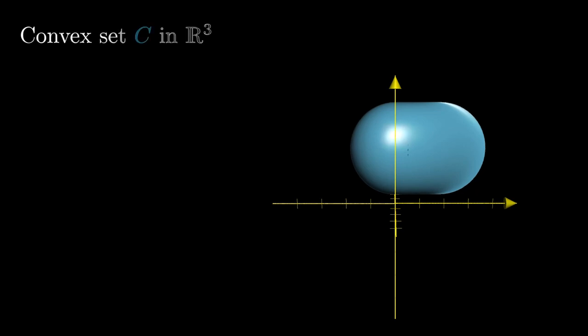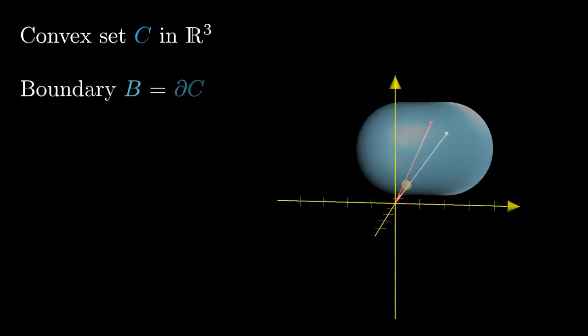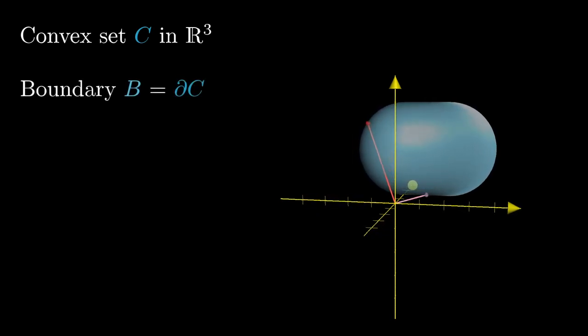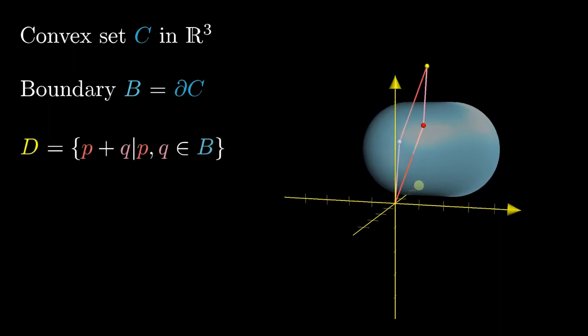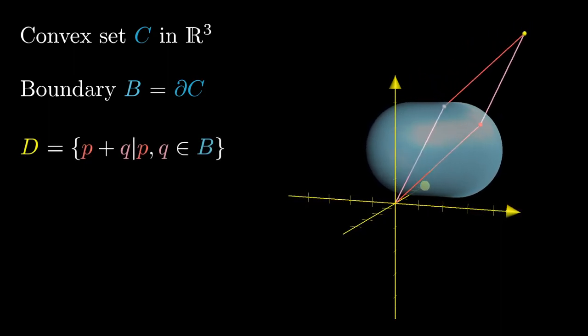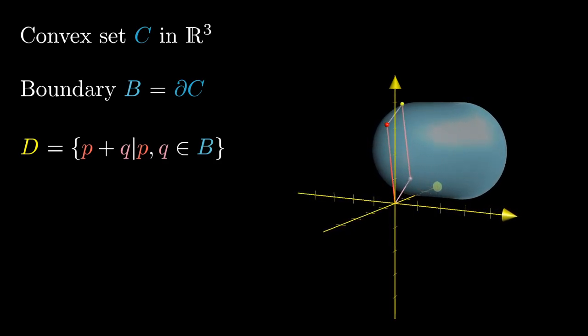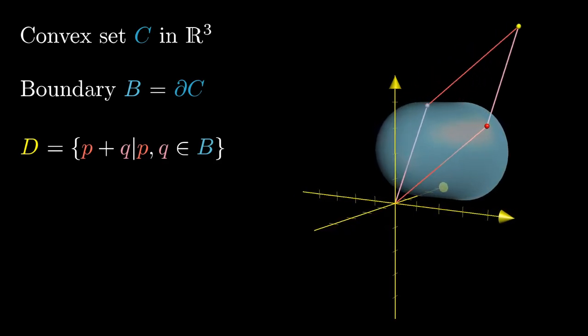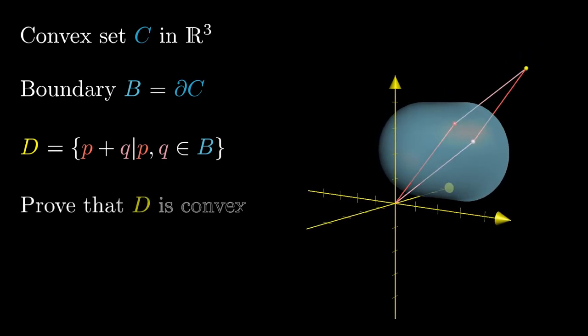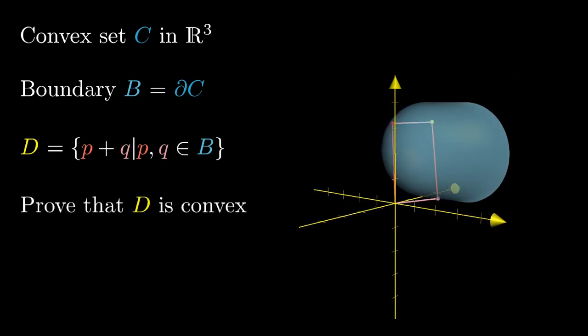So let's say that you have a closed, bounded, convex set, C, sitting in 3D space, and then let B be the boundary of that space, the surface of your complex blob. Now imagine taking every possible pair of points on that surface and adding them up, doing a vector sum. Let's name this set of all possible sums D. Your task is to prove that D is also a convex set.